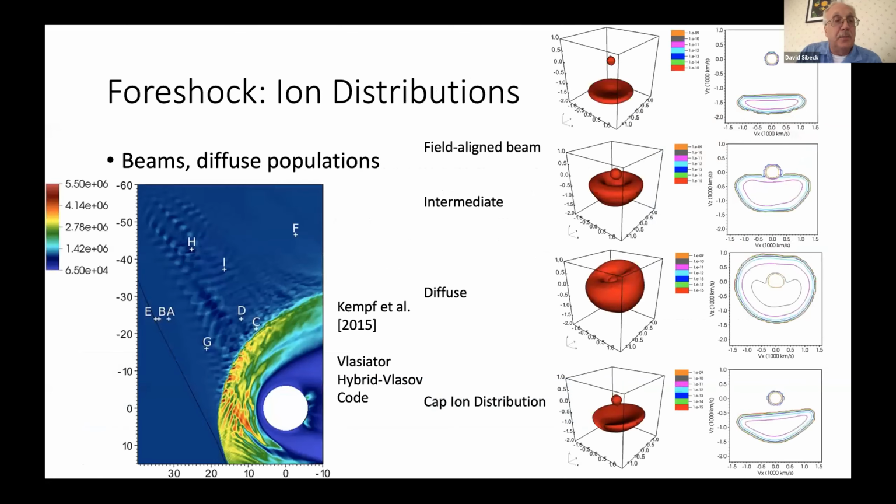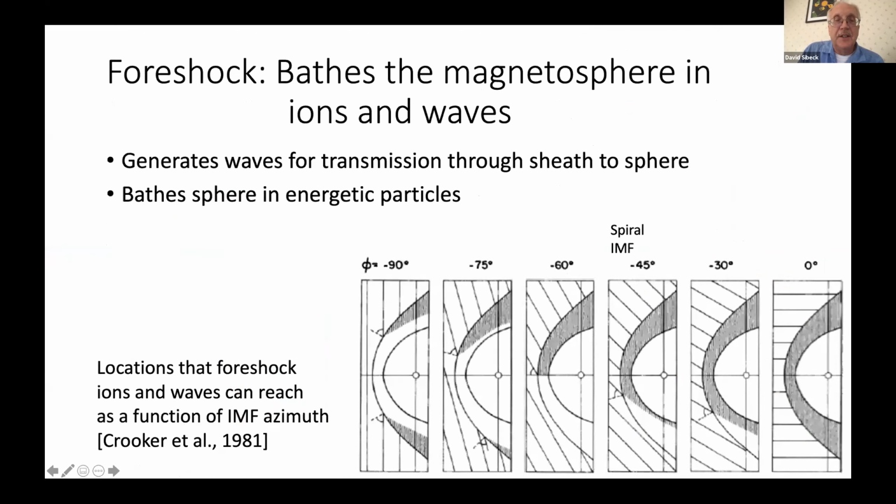We now have global hybrid code models that can predict self-consistently the particle distributions, in particular the Vlasiator code in Finland, but other codes are available, showing incoming solar wind and foreshock ions, really cool, and how they interact with each other via waves to produce diffuse or other types of distributions in the foreshock.